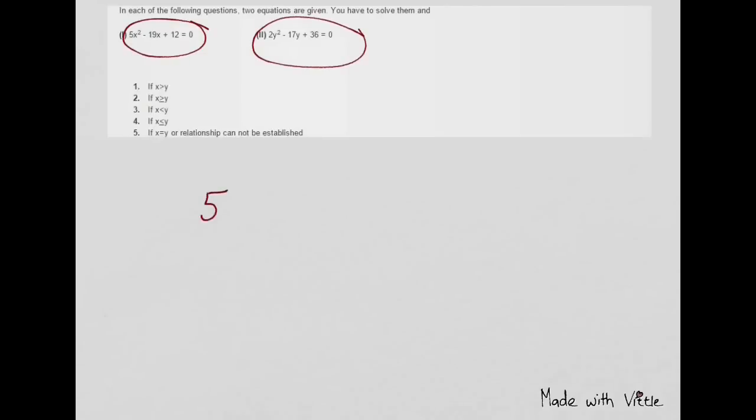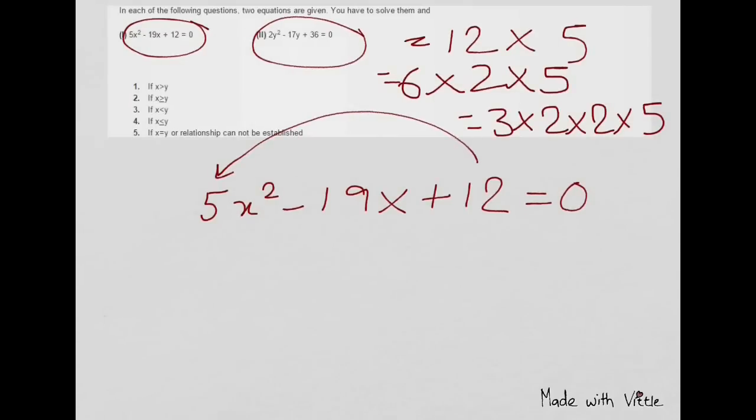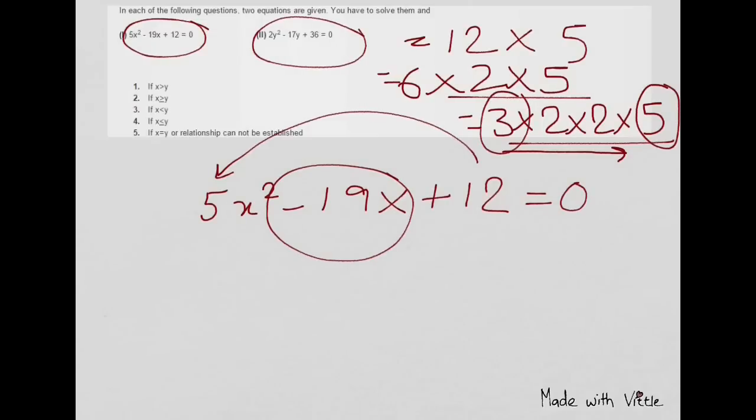If you find the roots the older way, with 5x square minus 19x plus 12 equals 0, you need to multiply these two and then find the factors. So 12 into 5, which is 6 into 2 into 5, which is 3 into 2 into 2 into 5. Now we have to take any two combination where we get minus 19x by adding them. By thinking a lot, or maybe just based on your primary school experience, you have taken 5 into 3, that is 15, and 4.